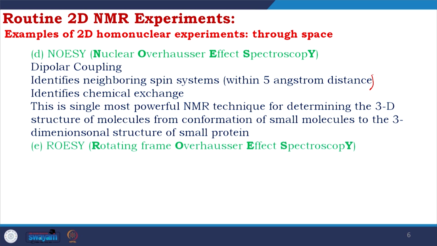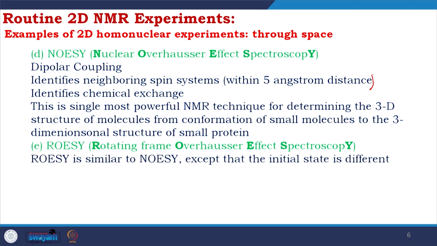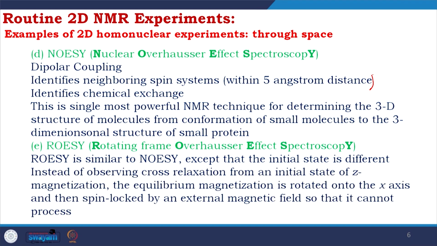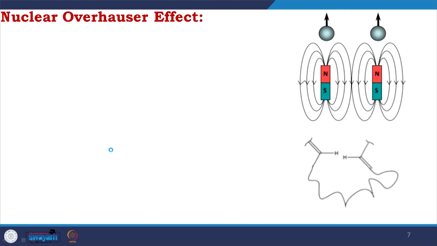ROESY, rotating frame Overhauser effect spectroscopy. It is very similar to NOESY, except that the initial state is different. Instead of observing cross relaxation from an initial state of Z magnetization, the equilibrium magnetization is rotated onto the x axis and spin locked by an external magnetic field, so that it cannot precess because of the rotation onto the x axis. It is called rotating frame Overhauser.